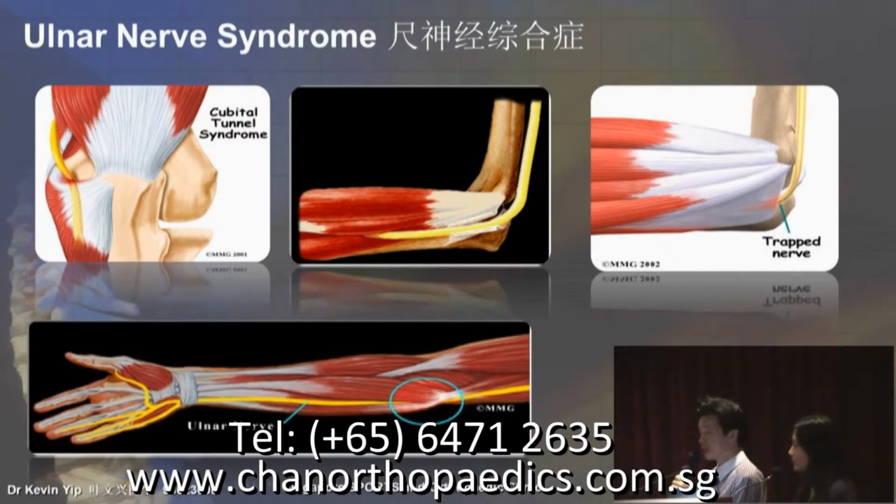The ulnar nerve is found at the back of the elbow, more on the inner aspect of the elbow, and this particular nerve passes through a tunnel known as the cubital tunnel, and it is here where the nerve is being compressed, resulting in irritation and inflammation.